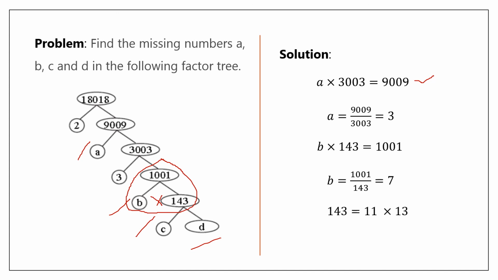Similarly, for 143, here two numbers are not given. Because all should be prime numbers, we know, C and D should be prime numbers. This is the use of prime factorisation. Then only we will stop the factor tree. Therefore, 143 I can write as 11 into 13, where both are prime numbers. That's why C is equal to 11 and D is equal to 13. So in this way, you can find the unknowns whenever there are some unknowns in the given factor tree.